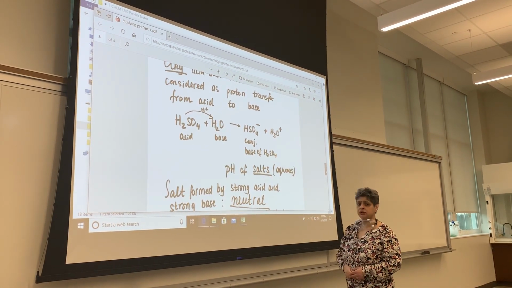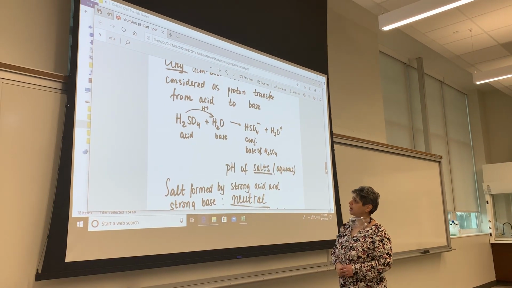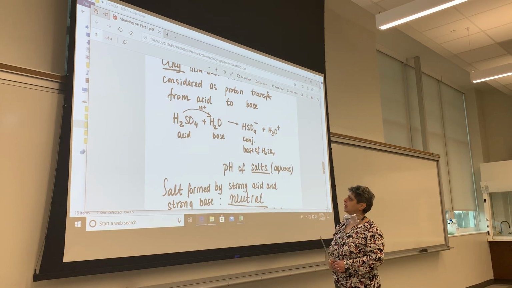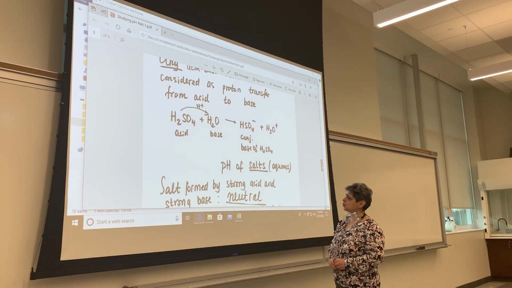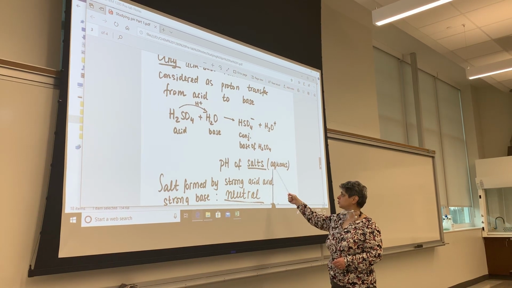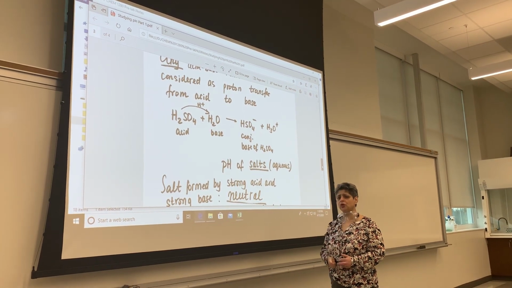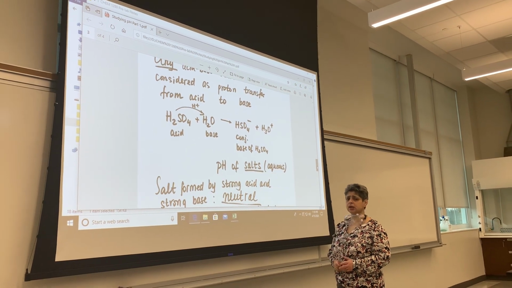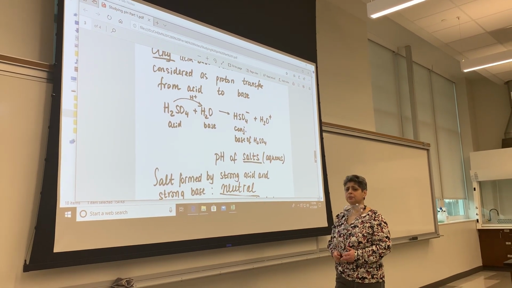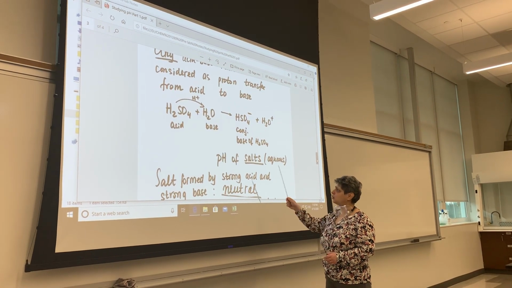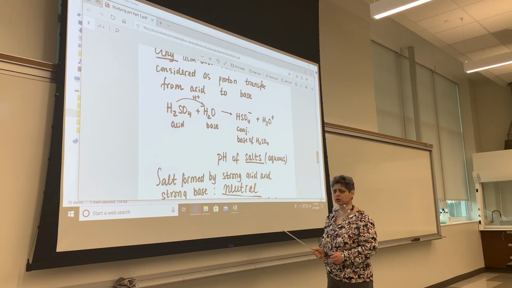Having reminded you about Bronsted acids and bases, we're now going to concentrate on salts. When considering pH of salts, one thing to keep in mind is that aqueous solutions of salts are often thought of as neutral solutions, which of course is not necessarily the case. Some salts are neutral, but there are plenty of acidic and basic salts as well. So how would we differentiate between those salts?